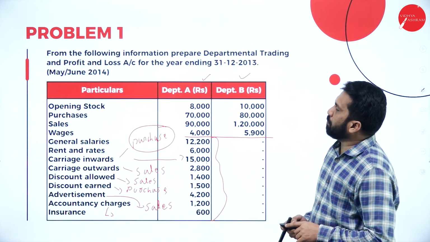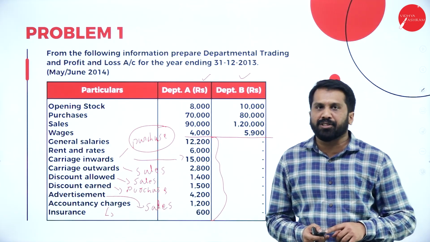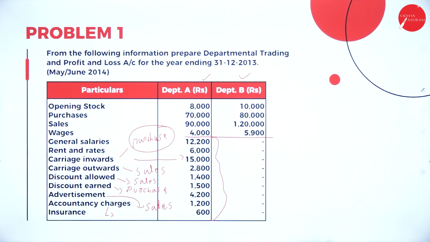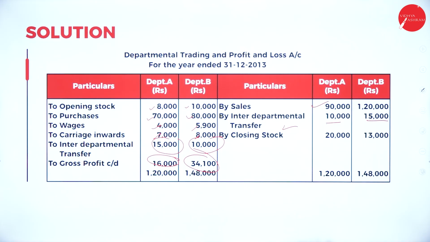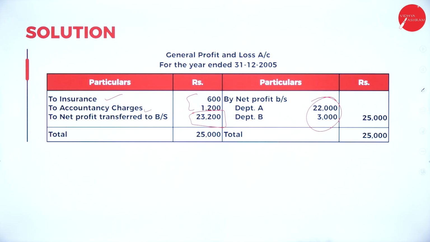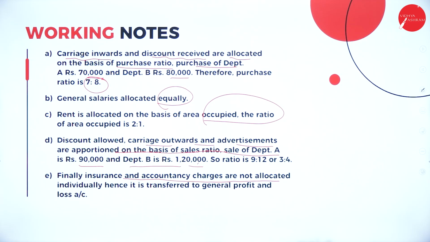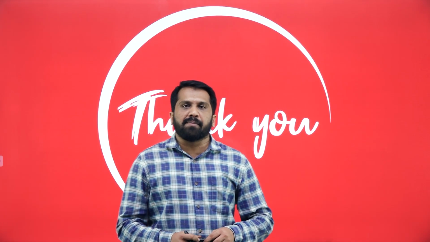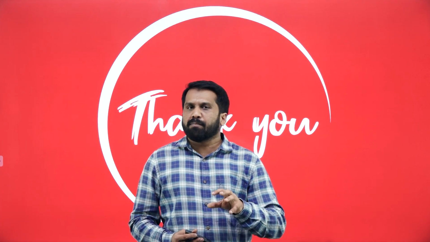I'll go back to all the previous slides so that you can take screenshots. This is your problem number 1, and your solution for that: your departmental trading account, general profit and loss account, and working notes. So this is all about departmental accounting. Under departmental accounting, you understood how to do it and what the bases are. Remember, they may ask for the bases for 2 marks also in your examination. Please work out this problem. You will understand better what is meant by departmental accounting.